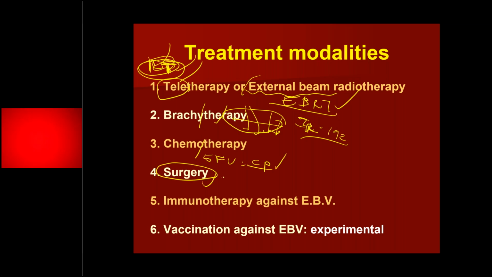Next, surgery like nasopharyngectomy. It can be done with an endoscope. Number 1, endoscopically you can do it, or you can do open procedures also, like leaf-fold osteotomies. Immunotherapy against Epstein-Barr virus is one more trial, and vaccination against Epstein-Barr virus is still experimental. All the vaccines, like the corona vaccine, are not effective to date.